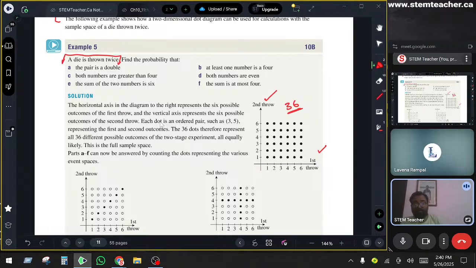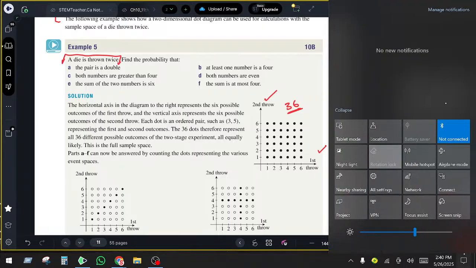1,1; 1,2; 1,3; 1,4; 1,5; 1,6; 2,1; 2,2; 2,3; 2,4; 2,5; 2,6; 3,1 and so on up to 6,6. Let me check my sound bar is connected.